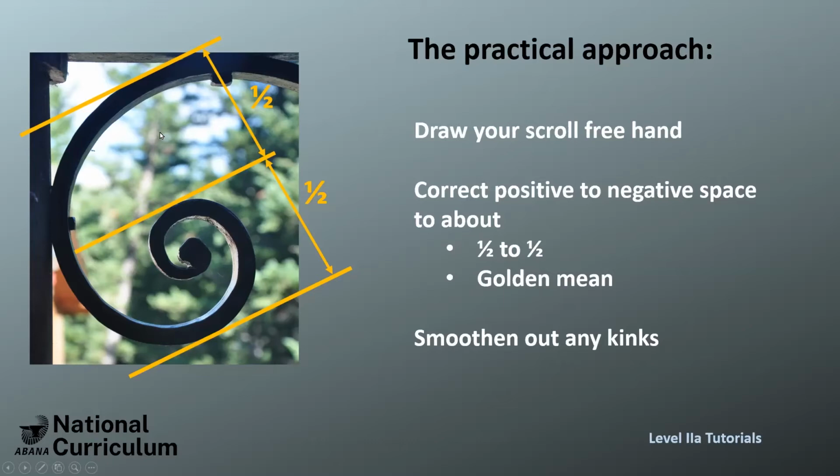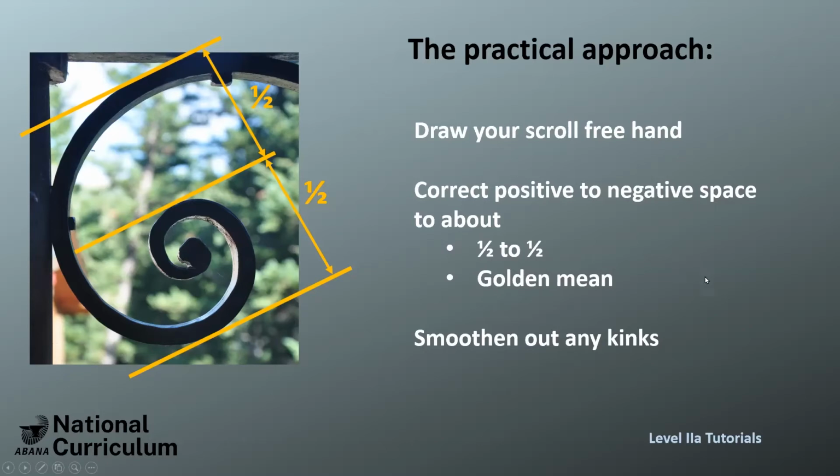You hear a lot of people talking about it, but most don't explain what they mean with it. This is what I mean with it. And it's about 1/2 here and 1/2 here. And the good-looking scrolls are somewhere between 1/2 to 1/2, or the gold mean, which would be 1/3 to 2/3.